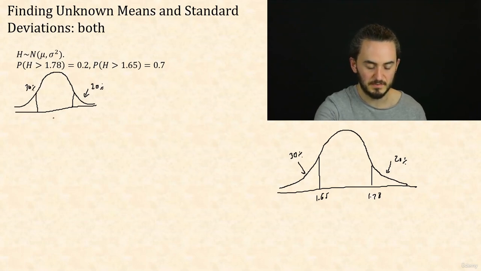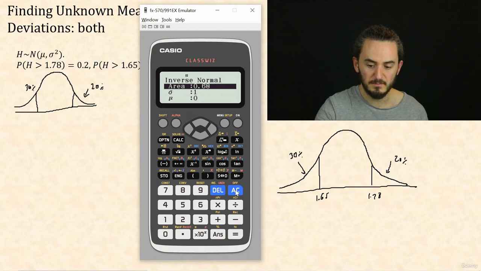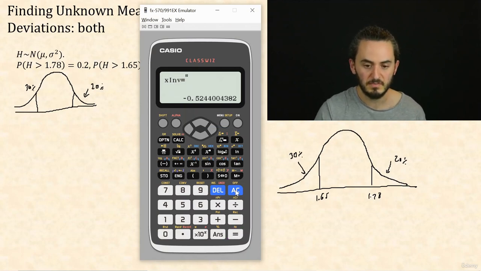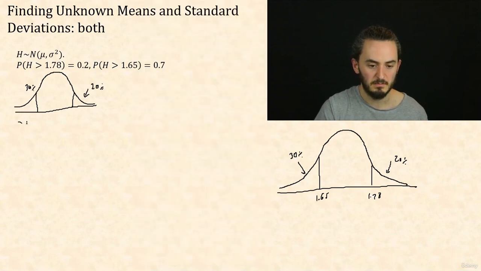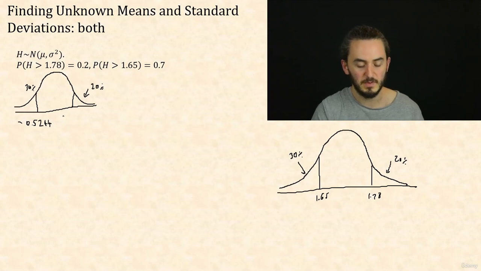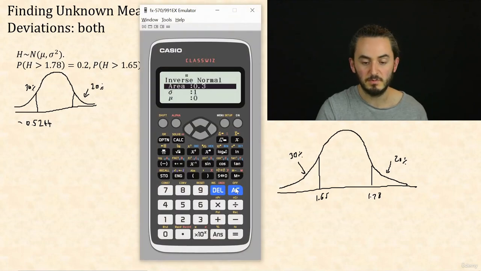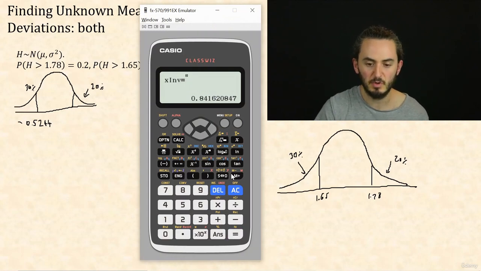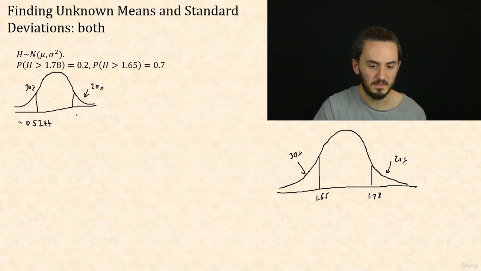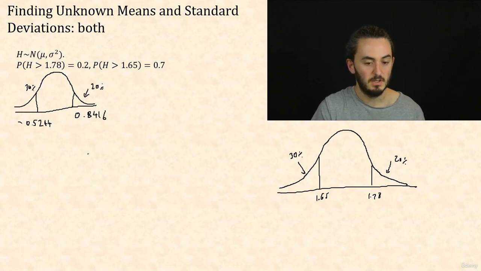So calculators for that. So normal inverse, let's do the left-hand side one first. So the left-hand area is 0.3. So that's minus 0.5244. And for the top 20%, well, top 20% is an area to the left of 0.8, and that gives us 0.8416.